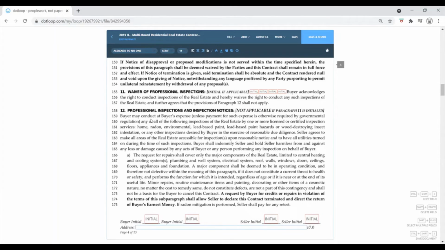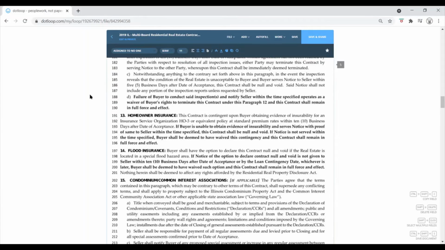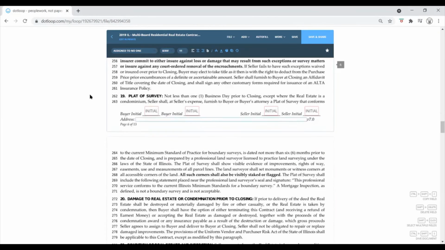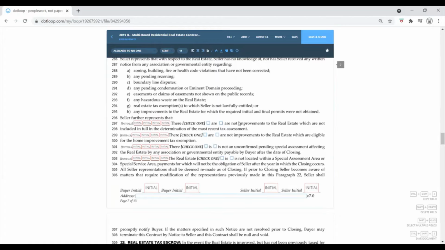Now, if your client or the buyer is looking to waive professional inspections, meaning they're saying, we don't care what this place is like, we know that we want it, we're not going to come back with anything, they can initial here, and they lose the right for that inspection negotiation period. So not something that happens very often. Nothing to be filled in here, so we're going to keep going. All right. So there are not improvements.